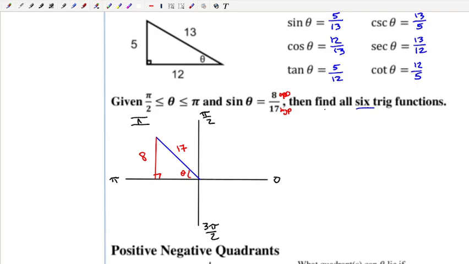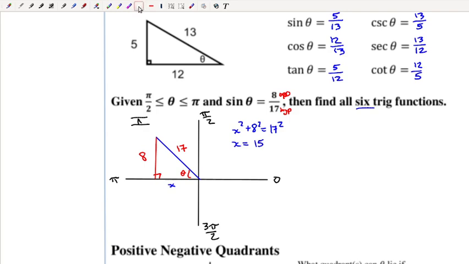And then we want to find all 6 trig functions. In order to do that, we're going to need to find this missing side. So again, with our Pythagorean theorem, this is x, so it's x squared plus 8 squared equals 17 squared. Solve that on your calculator. This is actually going to be the square root of 17 squared minus 8 squared, and maybe you had this one memorized, that just gives you x equals 15.